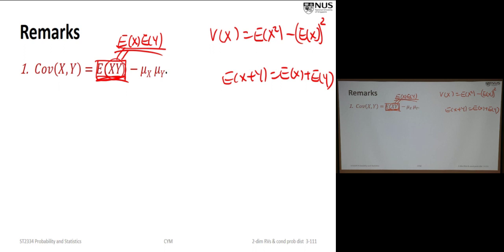Wow. Two days before the midterm test, and you don't... Is it correct? Expectation of x plus y equals expectation of x plus expectation of y. Either you're too busy for your other test, or you have not prepared your help sheet.